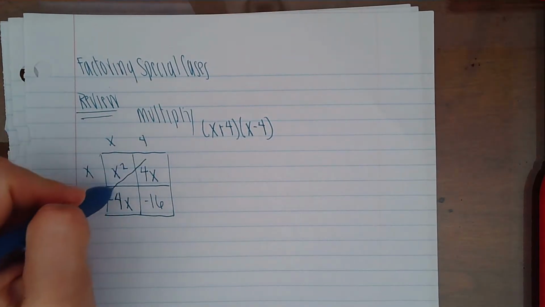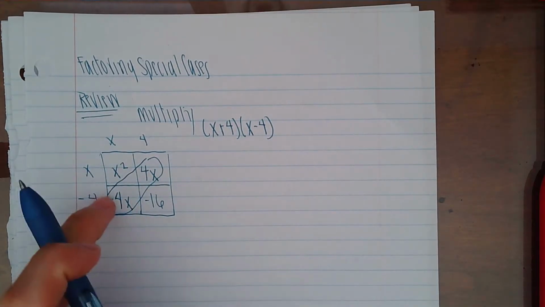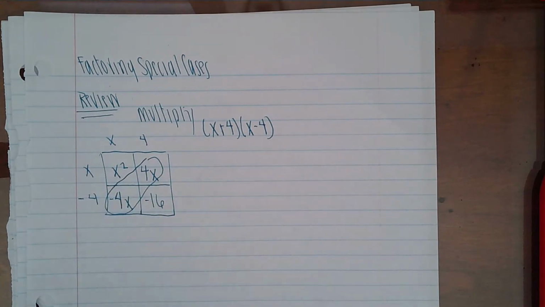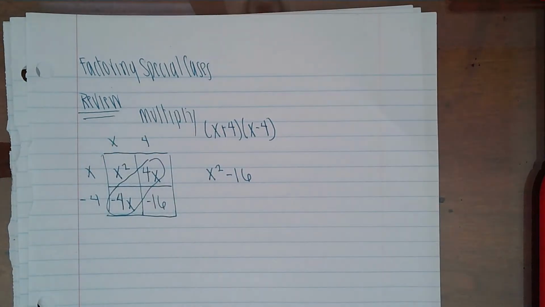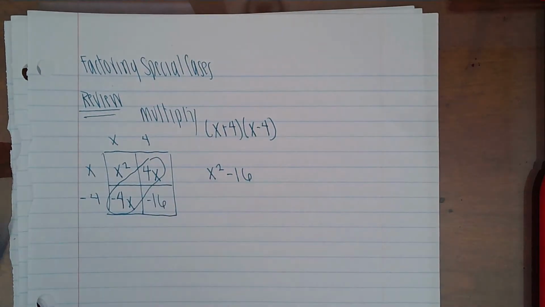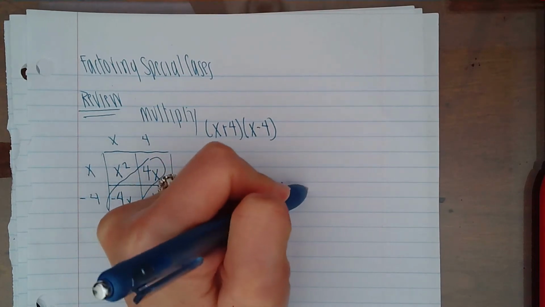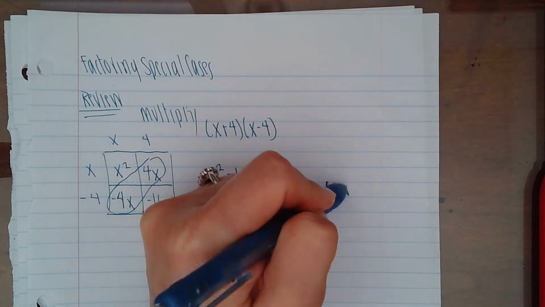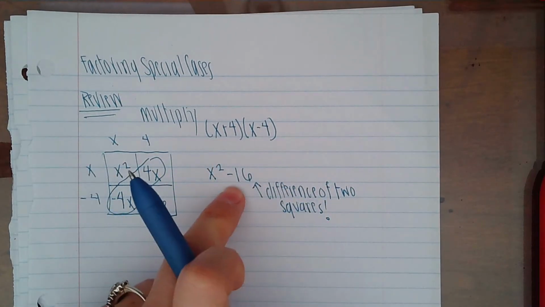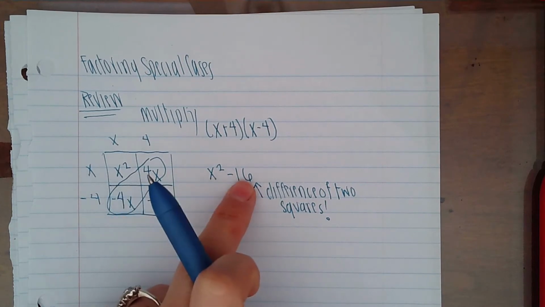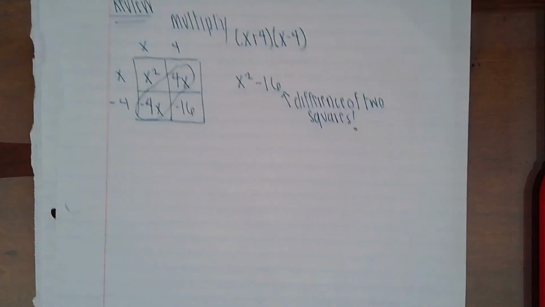You'll notice that right here, I have terms that I can combine, a negative 4x and a positive 4x, they cancel out. So all I'm left with is x squared minus 16. This is called the difference of two squares, because of the difference, right, subtraction, and both of these are perfect squares. So let's jump into how we would factor these.